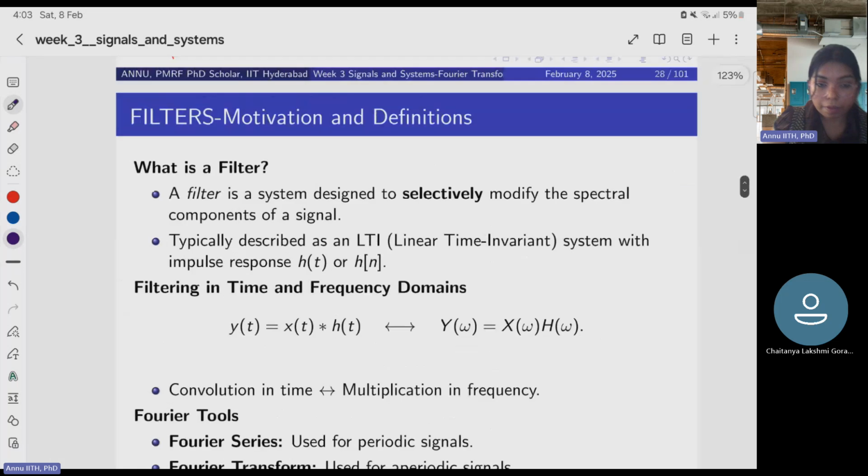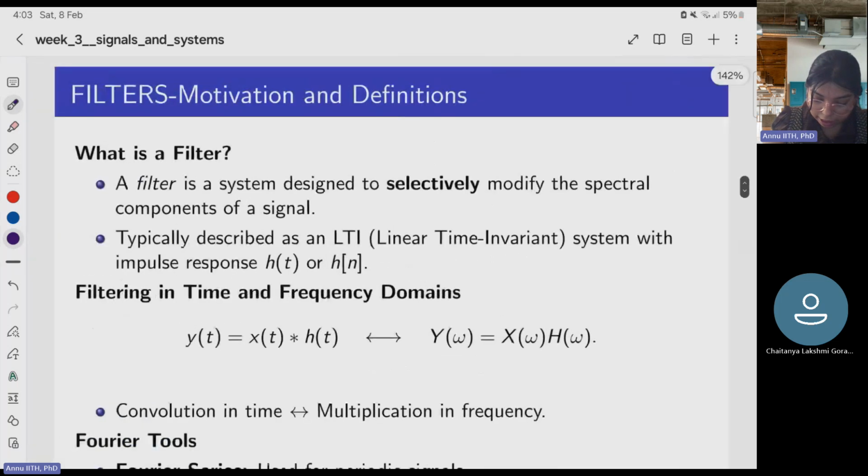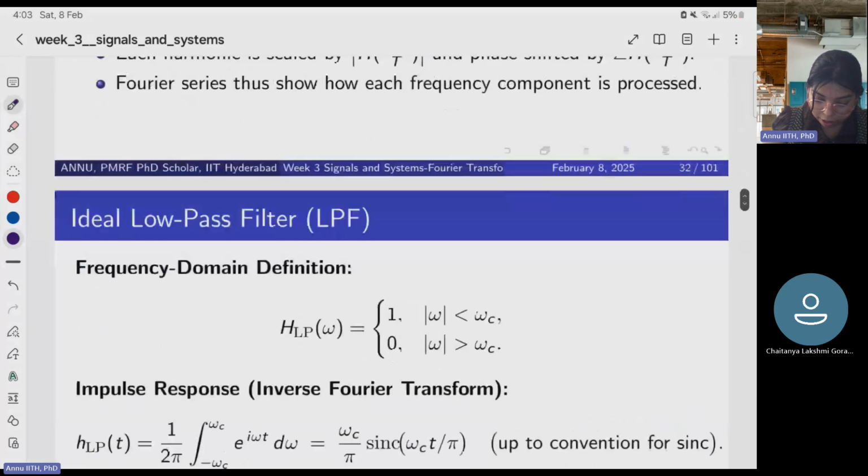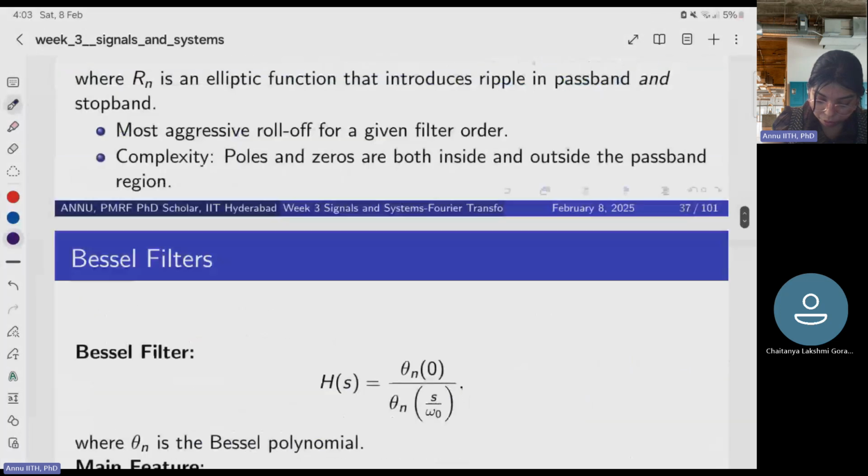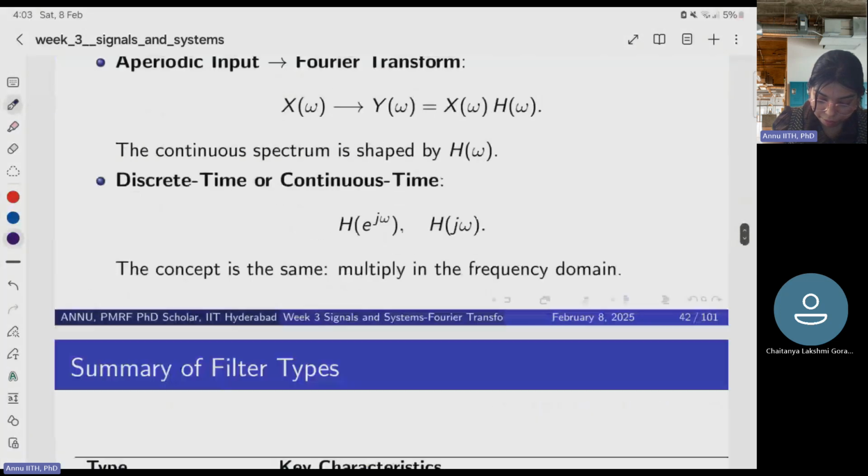So there are some topics on filters. I will take this later: how filters are used and what is the use of frequency and Fourier transform in filters.